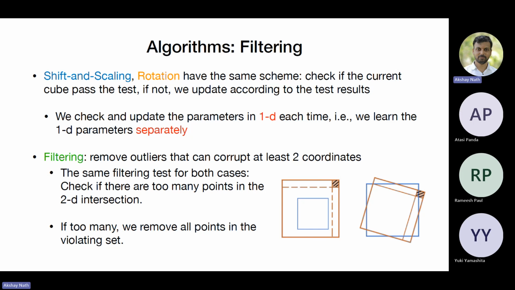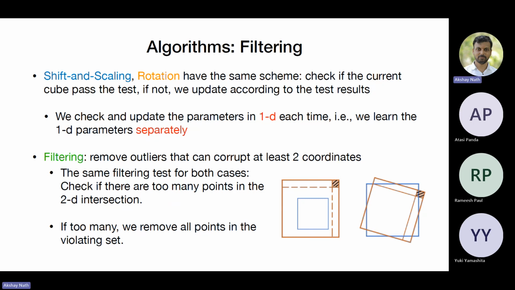One important step in our algorithm is the filtering step. For both algorithms, we update the cubes in 1D, in low dimension. But now there is a question: because we update the 1D parameters separately, what if there is some noise in the intersection of different coordinates, which will have an effect on all coordinates? Our filtering step deals with this bad case.